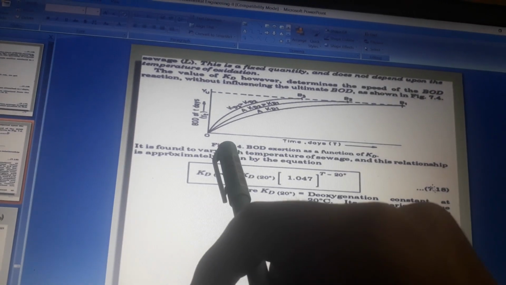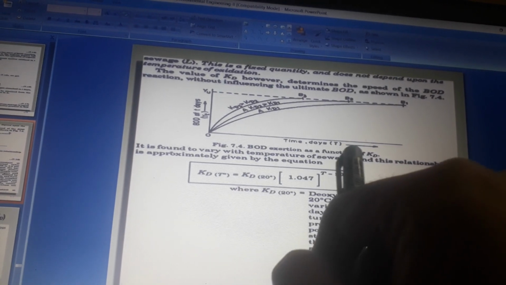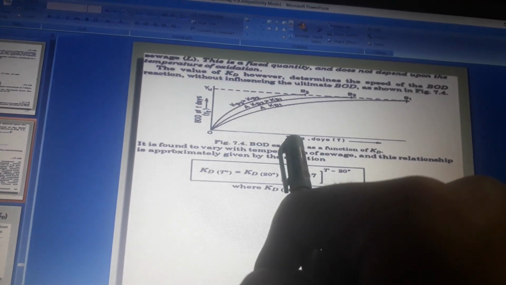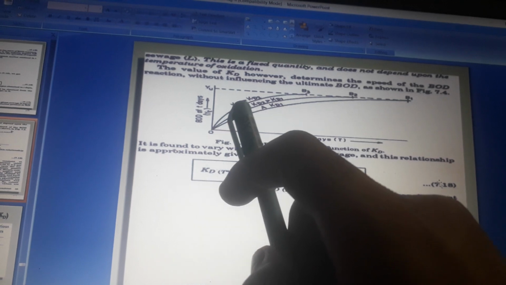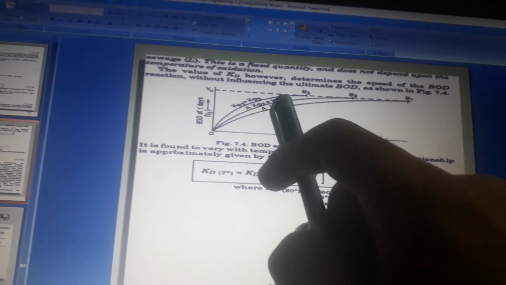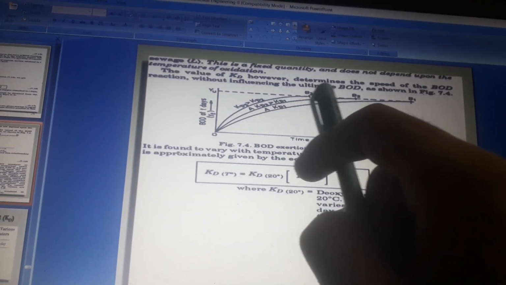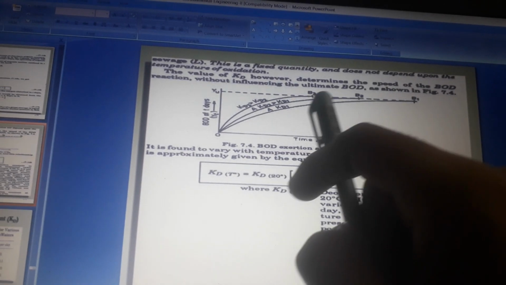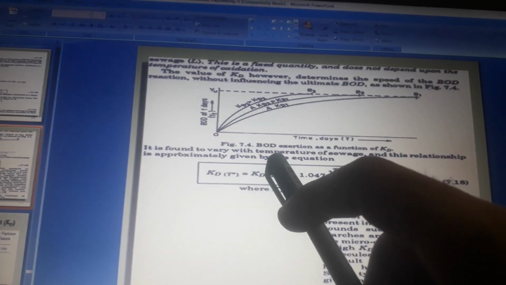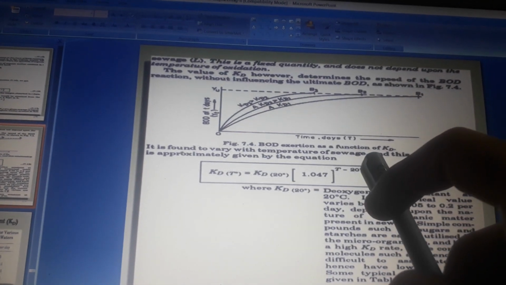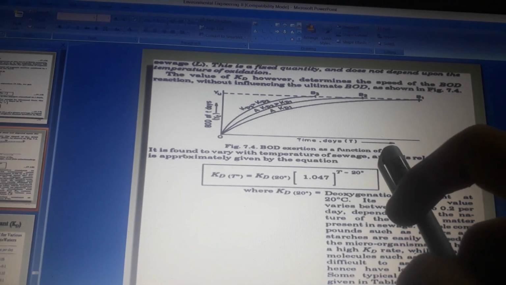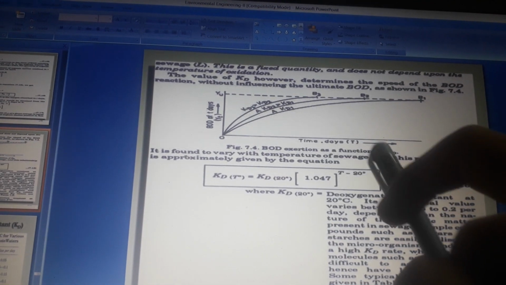As shown in figure 7.4, BOD assertion as a function of KD. This is BOD of t days, Yt. This is time in days, t. This is KD3 greater than KD2. This is KD2 greater than KD1. This is KD1. This is B1, this is B2, this is B3, this is Y infinite.